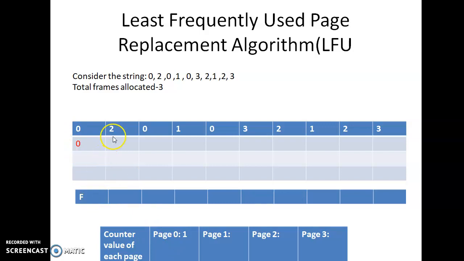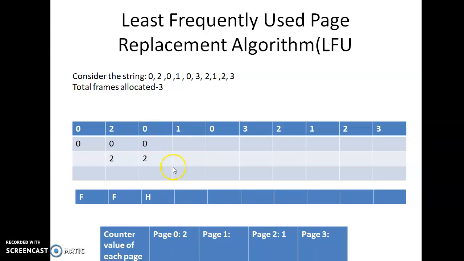The next request comes for page number 2. It was not present in the memory, so it will be brought into the memory, and at that moment a page fault will occur and the counter value of page 2 will be increased by 1. Then again the reference is made for page 0. As 0 was already present in the main memory, a page hit will occur and it is referred the second time. So the 0th counter will be increased to 2.